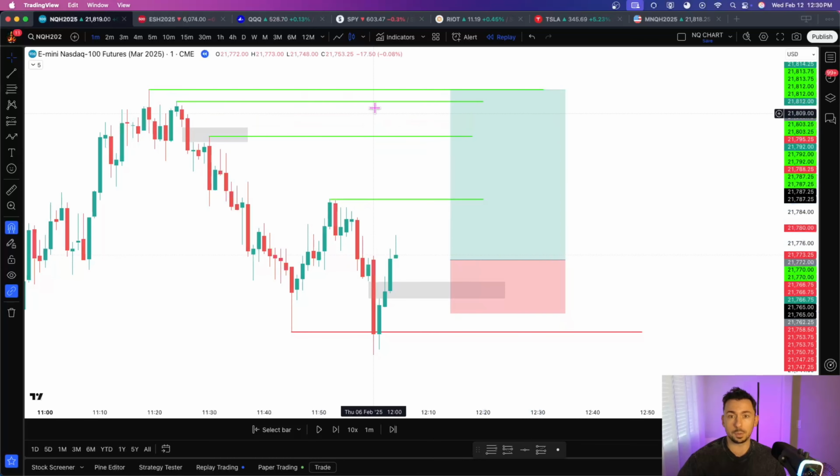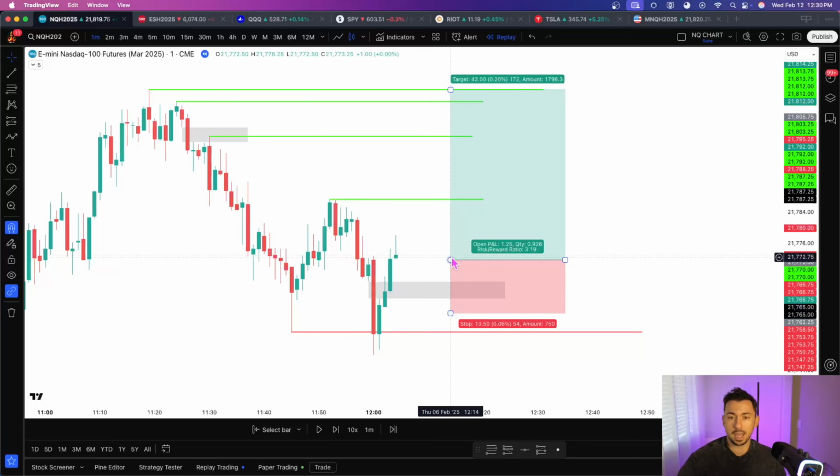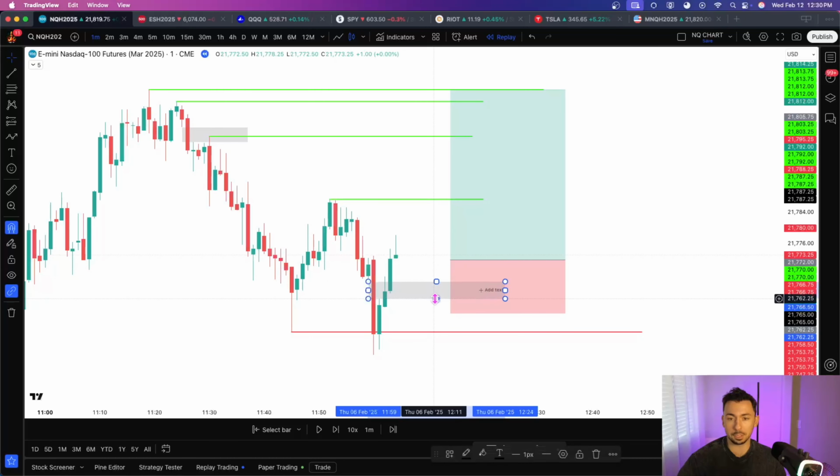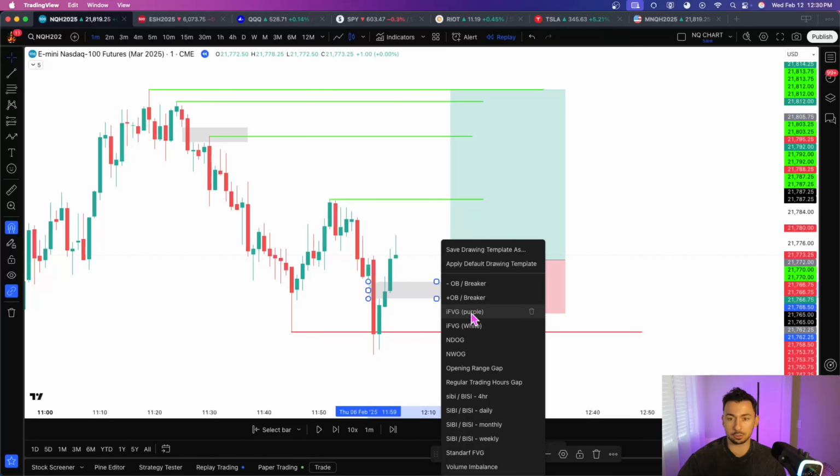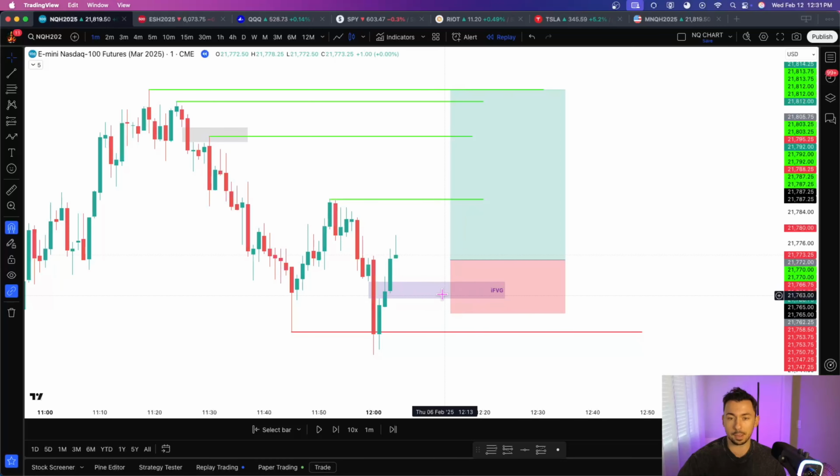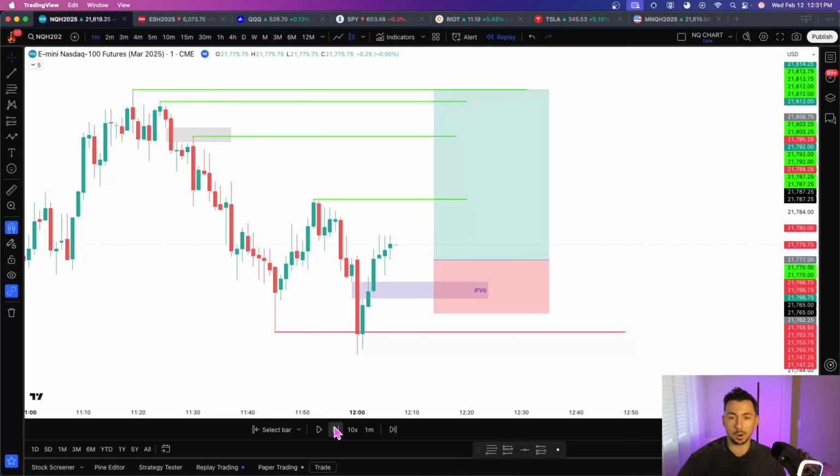My take profit will be all the way up at buy side liquidity. And my stop loss, as always, guys, is going to be a 1 minute close back below the fair value gap that has now turned into an inverse fair value gap. As you can see, I label it here in purple. So let's move the market forward slowly but surely.